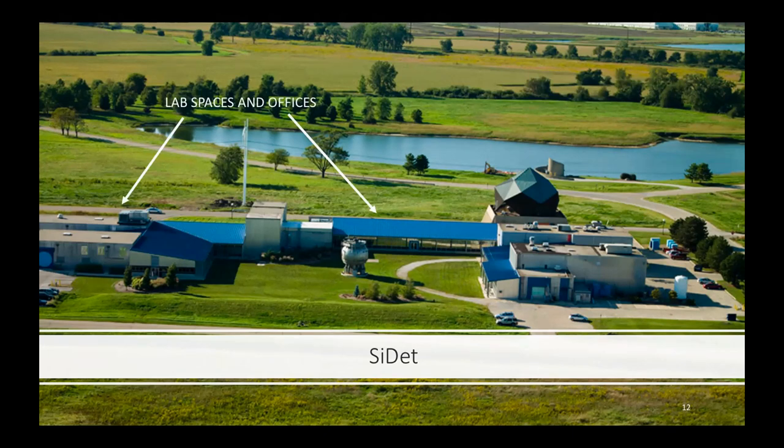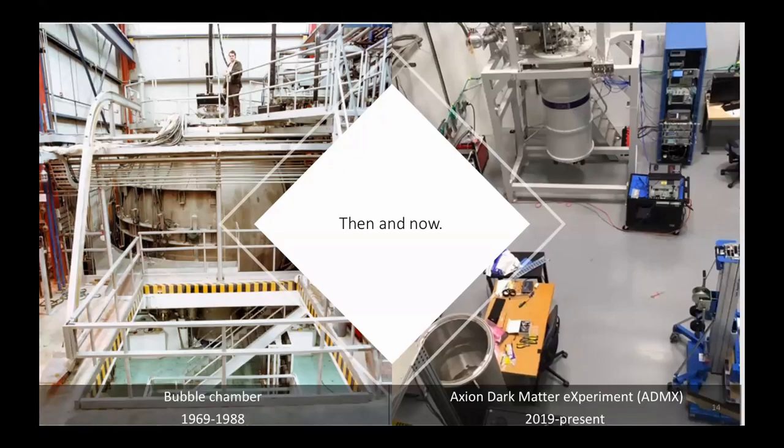And these two areas are lab spaces and offices. All the engineering offices are under that roof. And here's back to the bubble chamber. During that fixed target era, the bubble chamber was underground and it looked like it looks on the left. Here's the bubble chamber. Now there is a very modern experiment called ADMX, the axion dark matter experiment. That same area is just perfect for doing this experiment, which you'll hear a little bit about later, but I won't be talking too much about ADMX today.